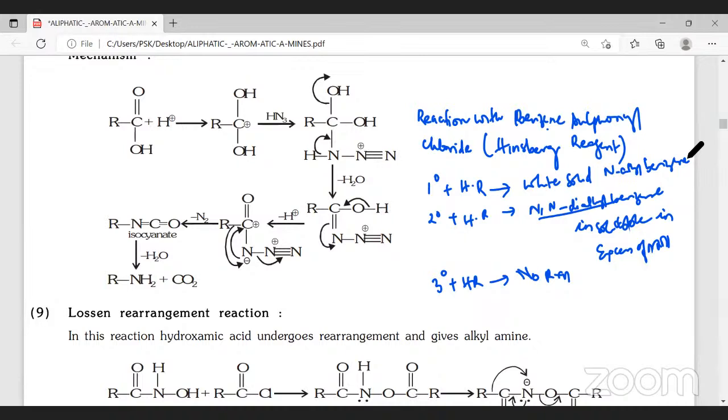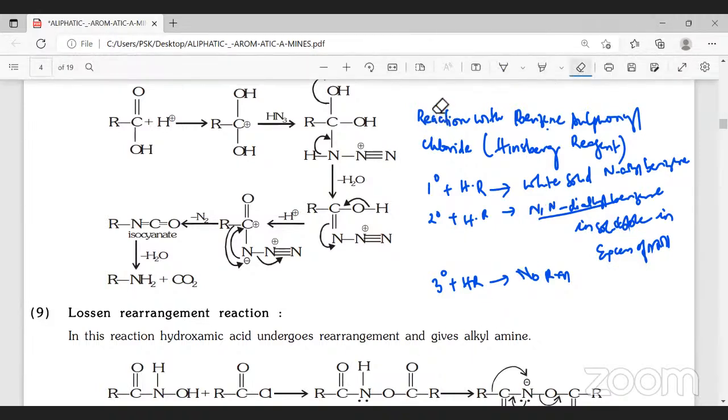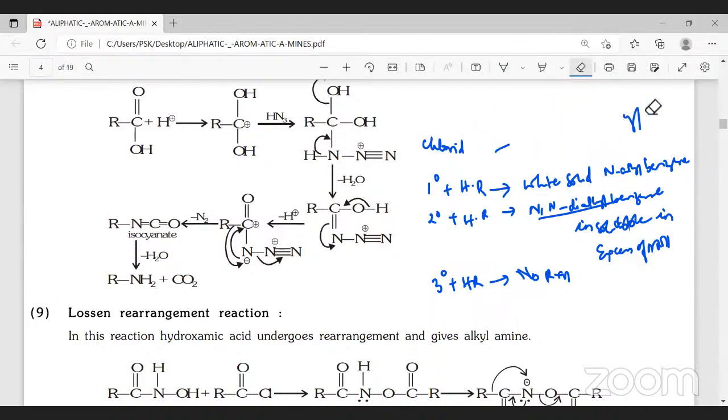So primary amine with Hinsberg reagent gives a white solid of N-alkyl benzene sulfonamide, and it is soluble in excess of NaOH. Secondary amine with Hinsberg reagent gives N,N-dialkyl benzene sulfonamide, which is insoluble in excess of NaOH, and tertiary amine does not react with Hinsberg reagent. So what is Hinsberg reagent? Benzene sulfonyl chloride is called Hinsberg reagent.